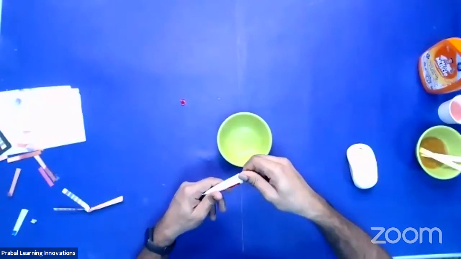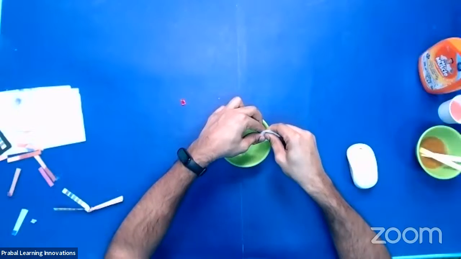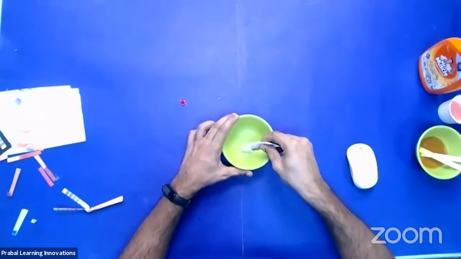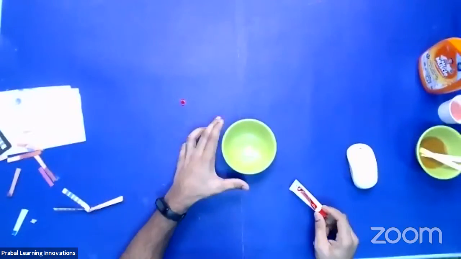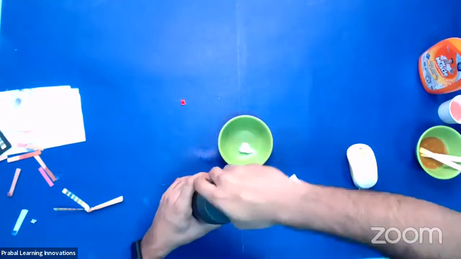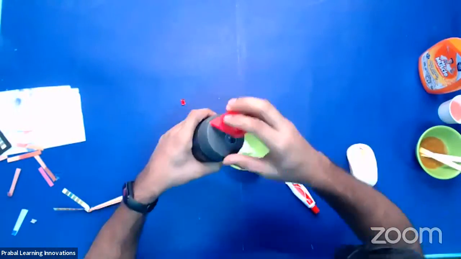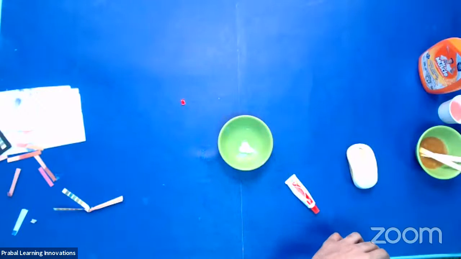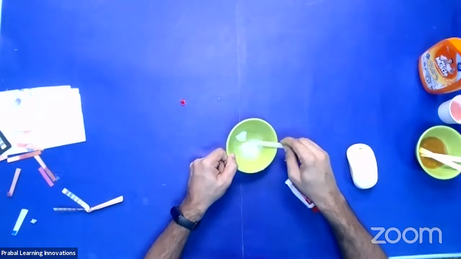So here I have some toothpaste. You can try this at home. It is very easy. All you have to do is squeeze some toothpaste into a bowl. And we are going to mix some water. And let's stir it to get a consistent solution.